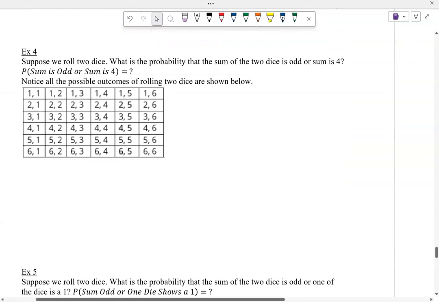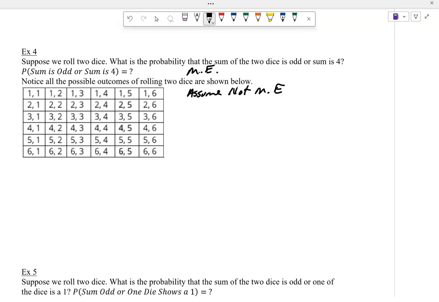Let's do a roll of two dice this time. We want the probability that the sum is odd or the sum is 4, right? Now this is mutually exclusive. You can't have a sum that's odd and a sum that's 4. That's impossible. So this is mutually exclusive. But again, we're gonna assume that it's not. I know it's mutually exclusive, but we're gonna assume it's not, because it's always safe to use that formula.